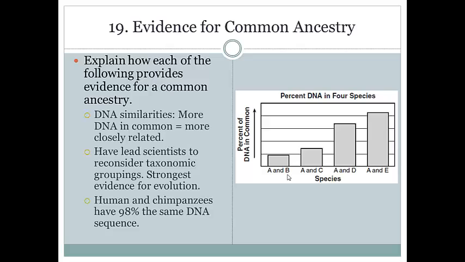For example, humans and chimpanzees share about 98% of the same DNA sequence. In this picture right here, I have the percent DNA in common for several species. We see that species A and B have very little DNA in common, so they're probably not very closely related. Species A and E, however, have a high percentage of DNA in common. So A is more closely related to E than it is to any of the other species.